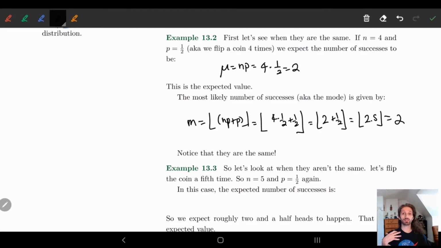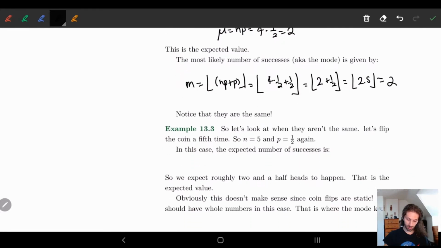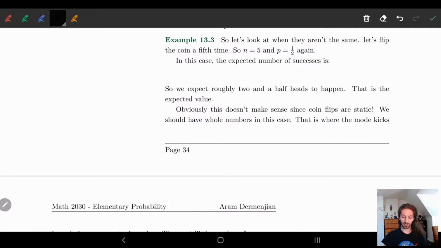So let's look at a second example and see what the actual difference is. In the second example, we're going to take a coin flip, and now we're going to do it 5 times instead of 4. So everything is the same, except this time we have n is equal to 5 and p is equal to 1/2. In this case, things are going to be a little different. The expected value, mu, is equal to n times p. So we have 5 times 1/2, which is 2.5. So we expect heads to appear roughly 2.5 times.